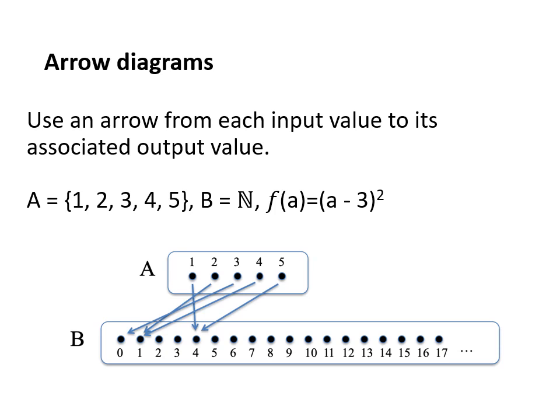Okay, so another way to specify a function is using so-called arrow diagrams. Here we use an arrow from each input value to its associated output value. So if our domain is the set {1, 2, 3, 4, 5}, the codomain is the set of natural numbers, and the function is defined as f of a is equal to (a minus 3) squared, then this here below is the arrow diagram that specifies this function.